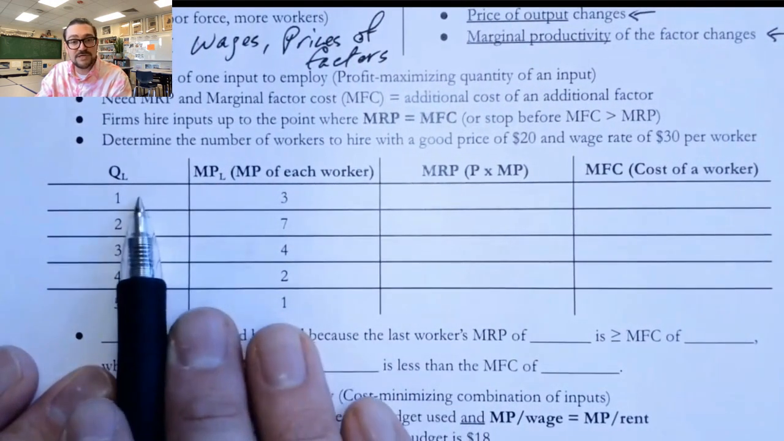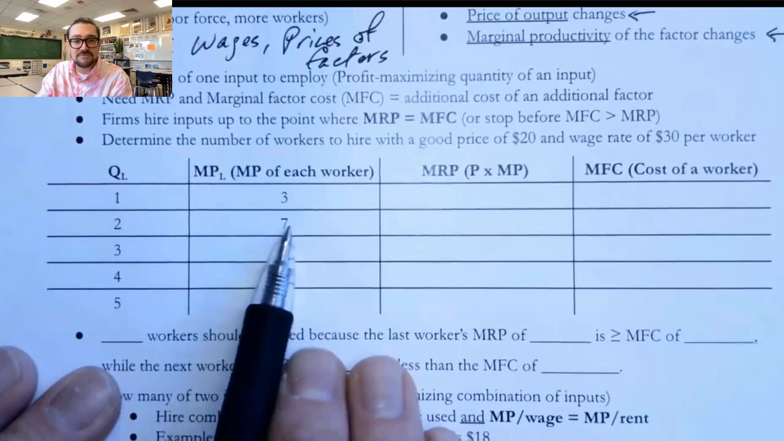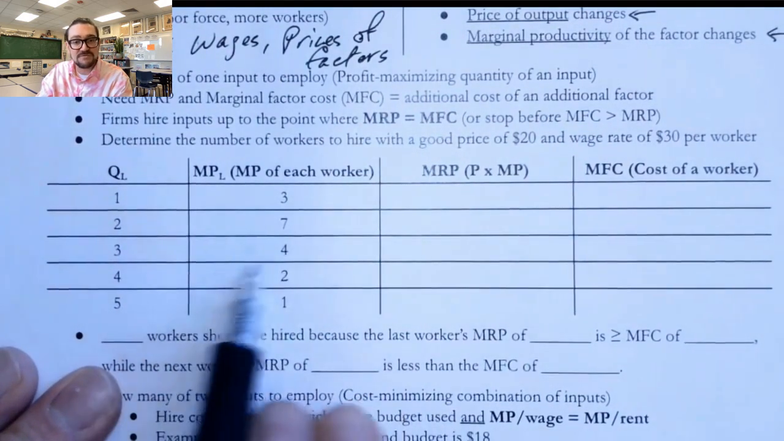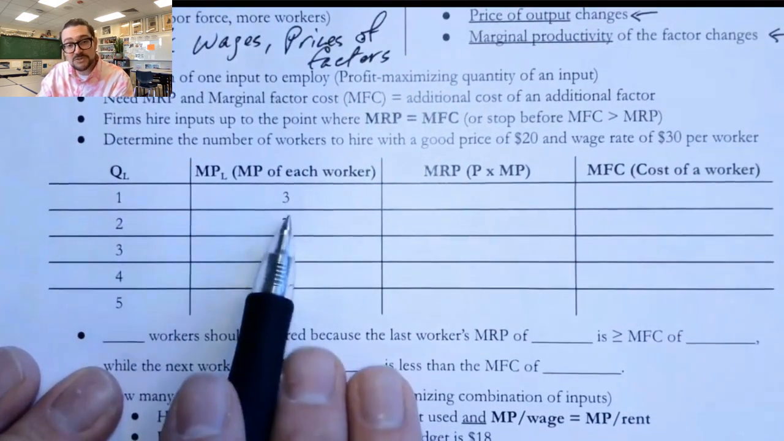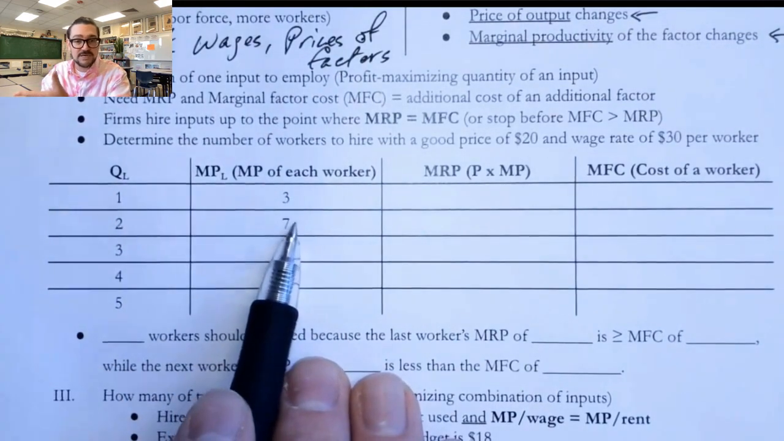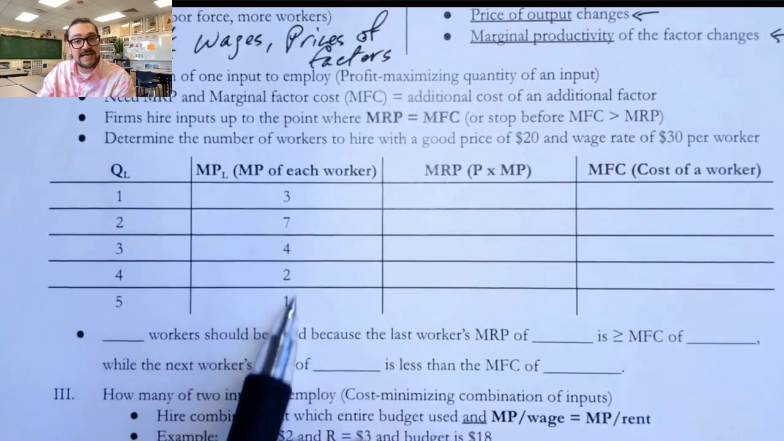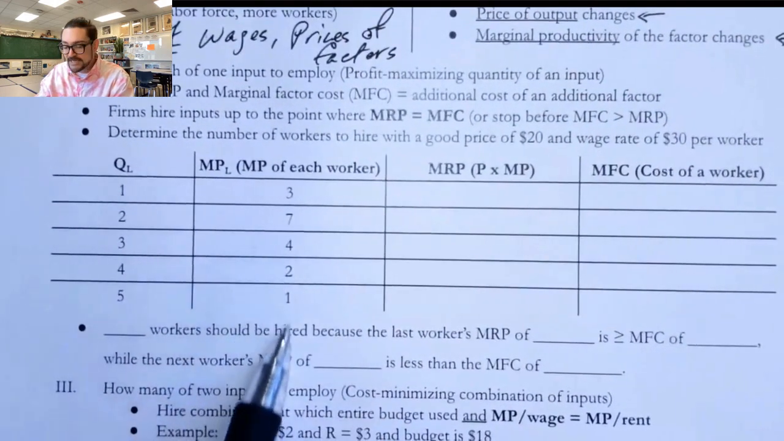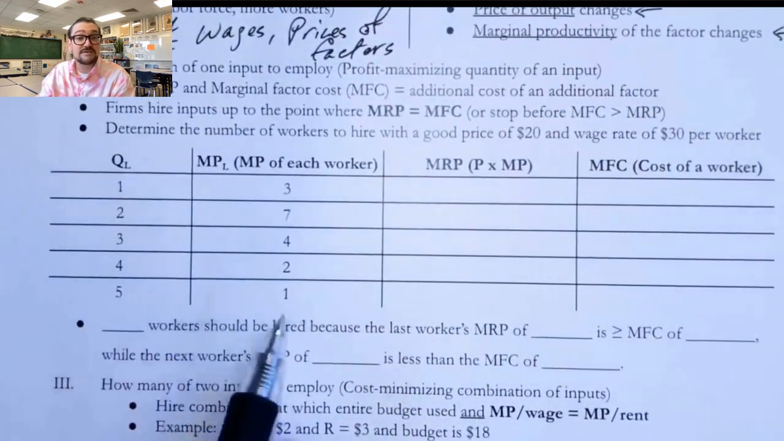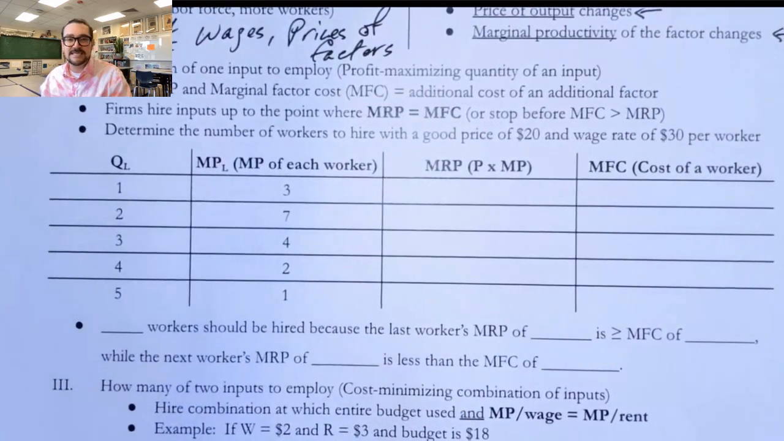So the first worker made 3 units, the second worker made 7, the third worker made 4, the fourth made 2, and the fifth made 1. And you can see that for the first 2 workers, we had increasing marginal returns, and then you had diminishing marginal returns from 2, 3, 4, and on. And probably the 6th worker might even be negative marginal returns. So it connects back to the production function we learned about in Unit 3.